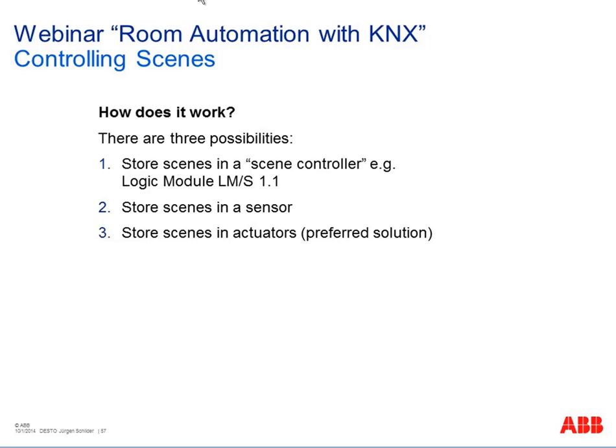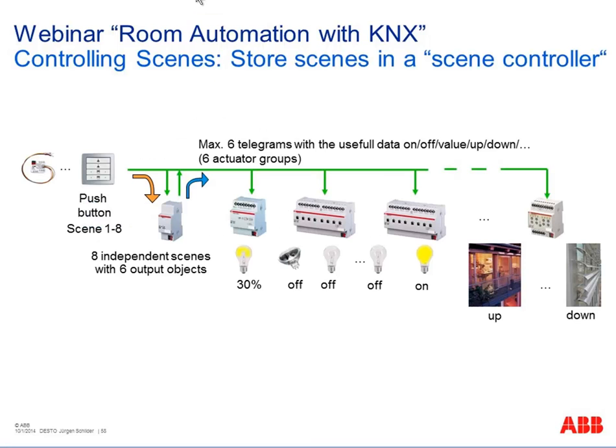So the next step, I'd like to refresh the principle of scenes. What is a KNX scene? We have different possibilities to use scenes. The first one is to use another piece of hardware, for example a scene controller. This was quite common at the beginning of the KNX system. Another possibility is to store the scenes in a sensor, and the third solution is in an actuator. I'd like to show you these three possibilities step by step.